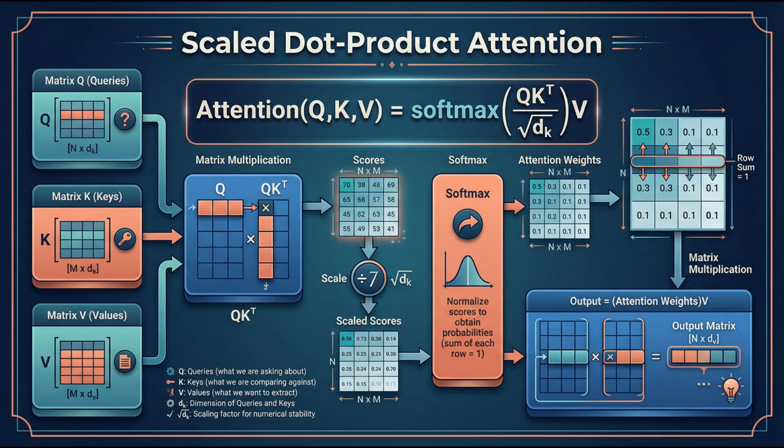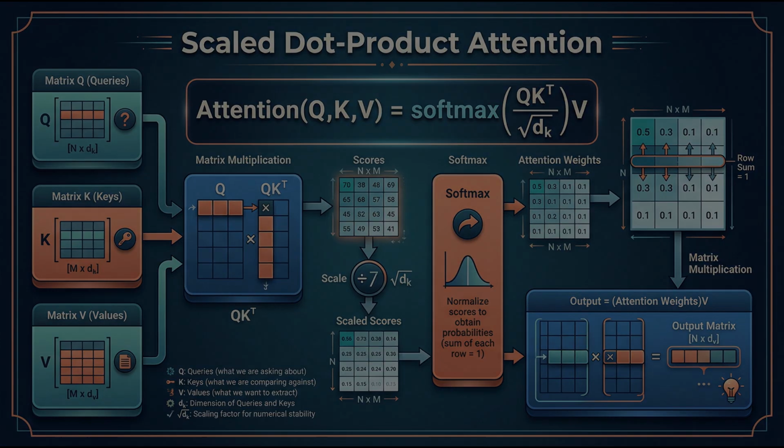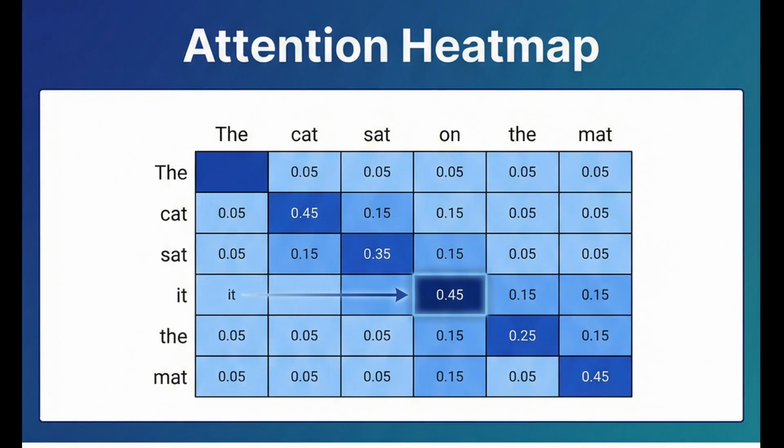To decide how much focus to put on each word, we take the dot product of the query with all keys. This gives us a score matrix. We scale these scores down for stability, then apply a softmax function. This converts the raw scores into probabilities that sum to 1. These are our attention weights. The result is an attention map.